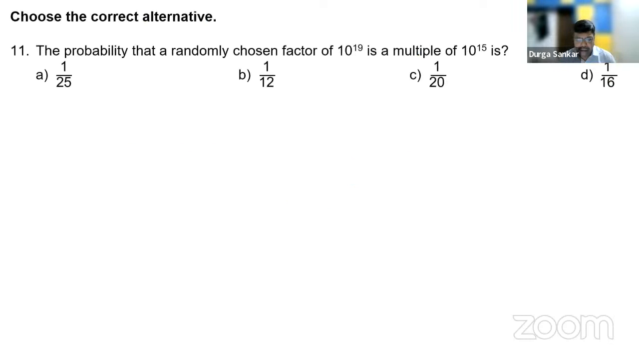Number one, the probability that a randomly chosen factor of 10 power 19 is a multiple of 10 power 15 is. The topic is probability, and the format of the question is not very common. So if I am comfortable with probability, then I will mark it as B. If I am not, I might mark it as C. So for now, I will mark it as type B. Next question.